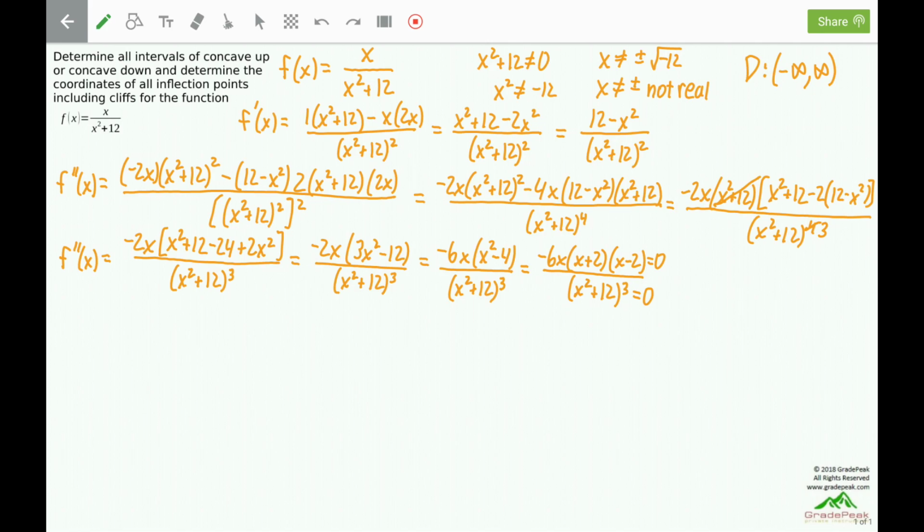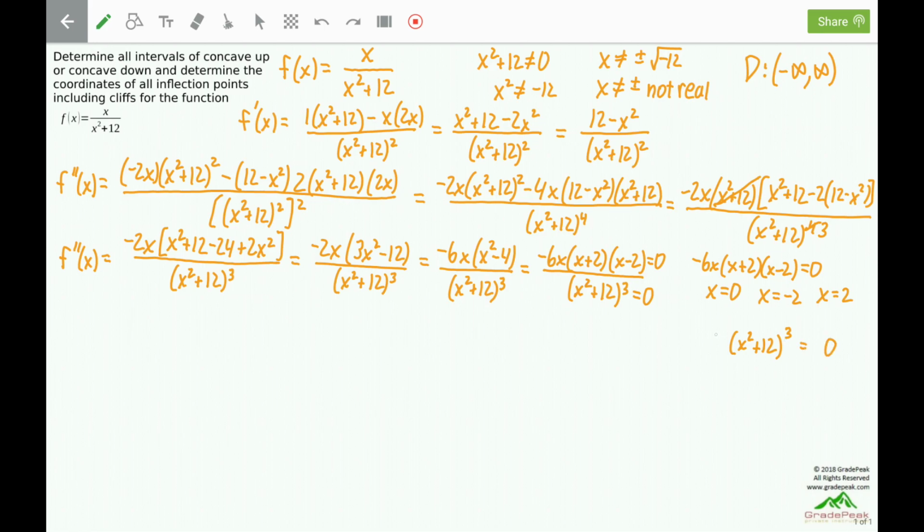Starting with the numerator, negative 6x times x plus 2 times x minus 2 equals 0. It's already factored, so the x will tell us that x equals 0. The x plus 2 will tell us that x equals negative 2. And the x minus 2 will tell us that x equals positive 2. For the denominator, we have x squared plus 12 cubed equals 0.